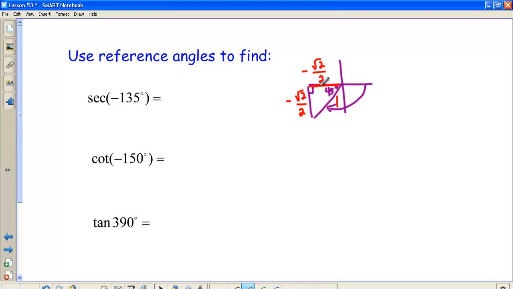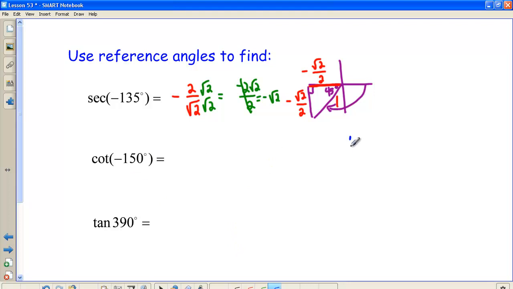Cosine is adjacent over hypotenuse. So what I really want to do here is just take the reciprocal of my cosine. Now, this one happens to require rationalizing. Negative 2 radical 2 over 2. And reducing. Negative radical 2.